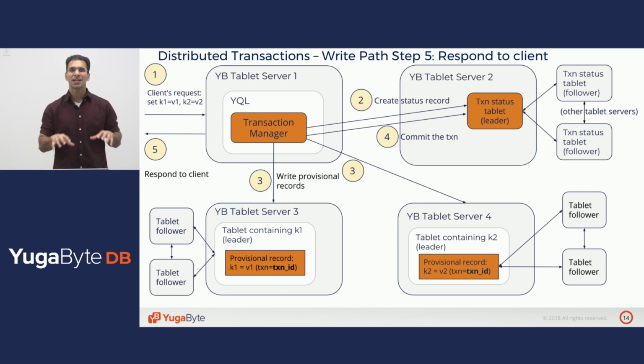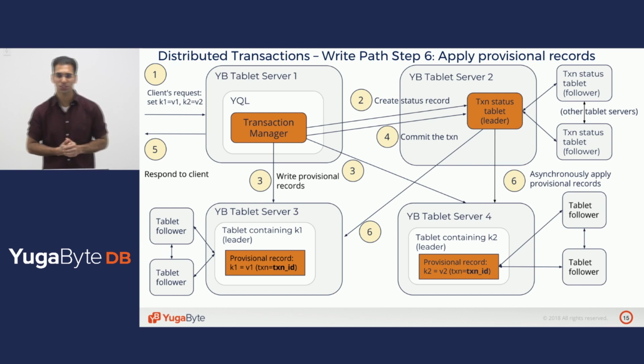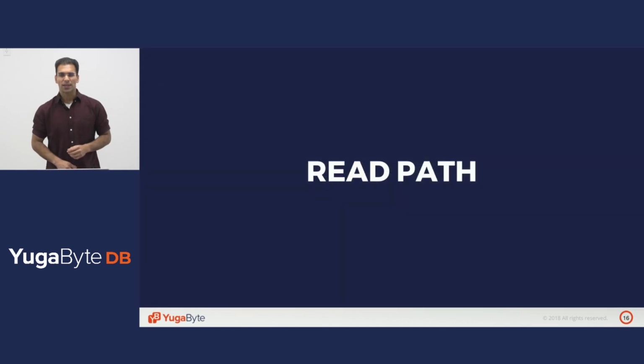Now, recall that we still have a couple of provisional records written on some nodes, and every time a read hits these nodes, they would have to go to the transaction status table to figure out the actual state of the transaction. In order to avoid this two-hop read, YugabyteDB flushes the state of the provisional records down to update the values to have final records, so that every future read can now do a direct read and not have to hop to the transaction table. Okay, so that was a brief, quick overview of the write path.